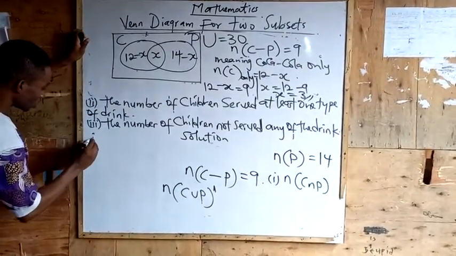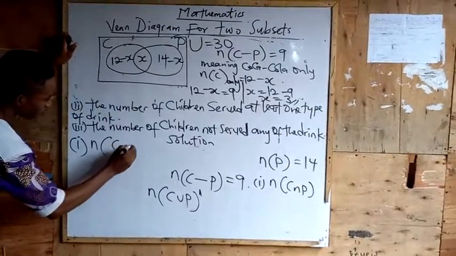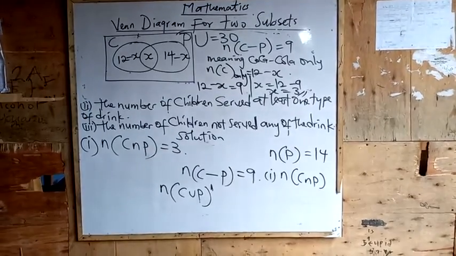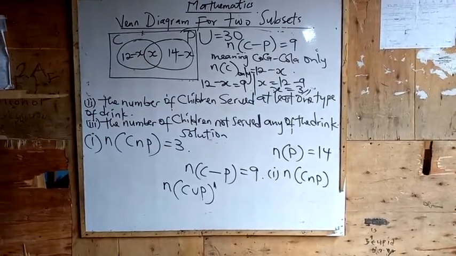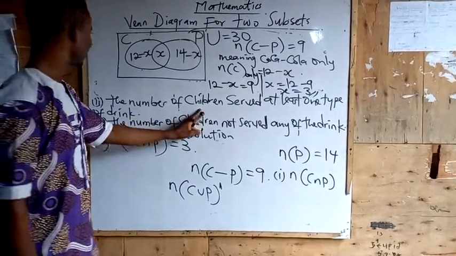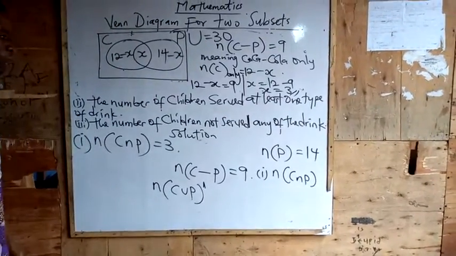That means the Roman figure 1 said we should find the number of people that were served Coca-Cola and Pepsi. That's the intersection. There were 3 in number. Our x is 3. Now Roman figure 2 asks us for the number of children served at least one type of drink. One type of drink.